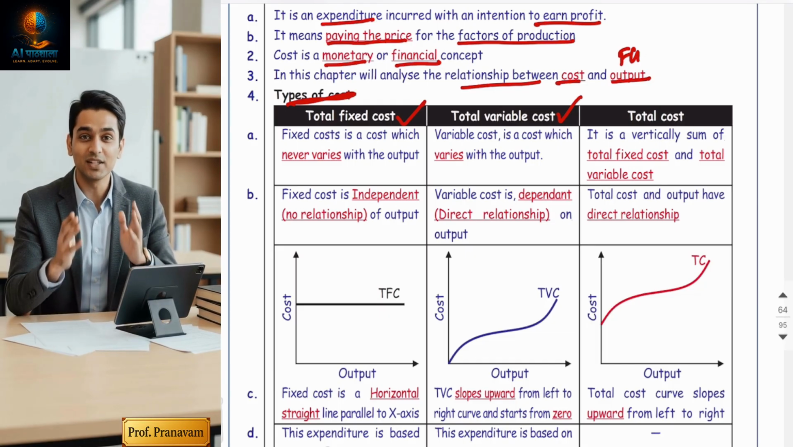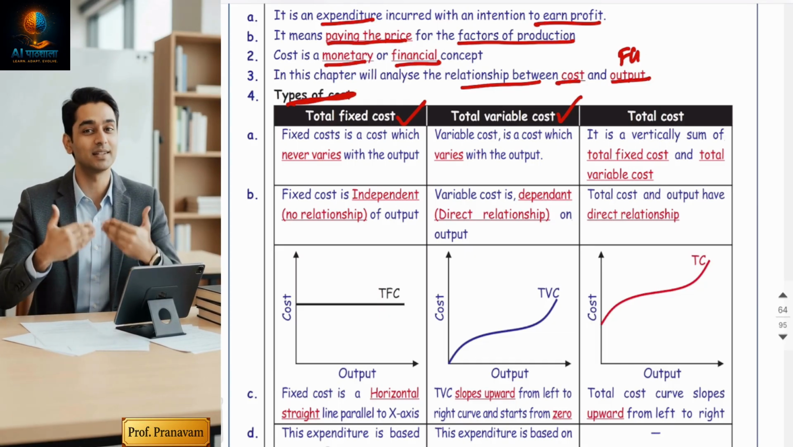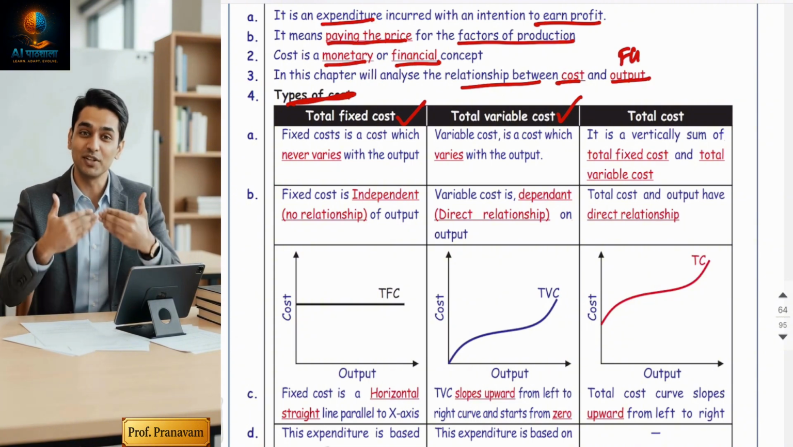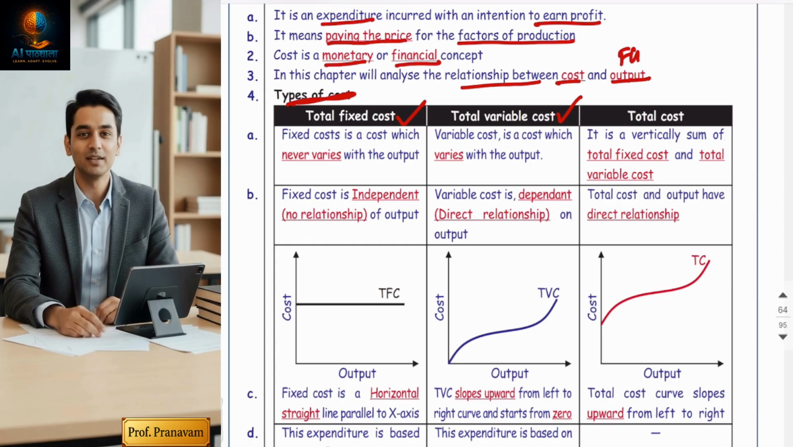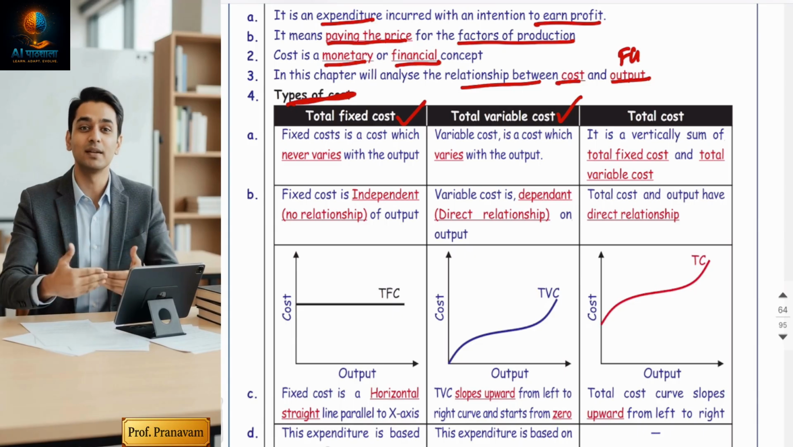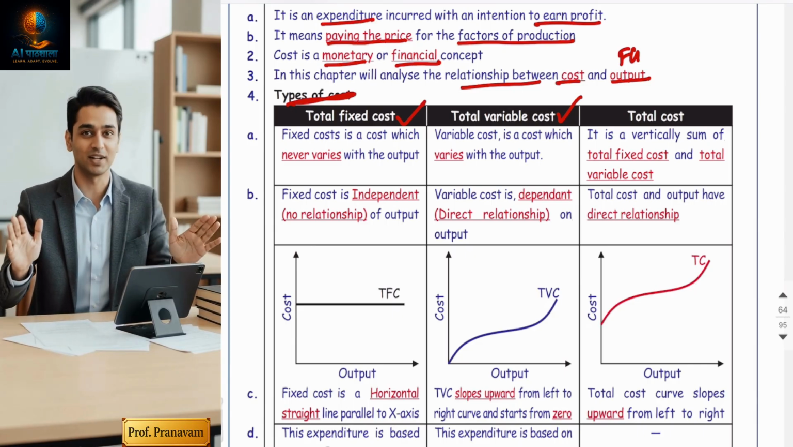Then the third is total cost. Total cost is nothing but the sum of fixed plus variable, because you always find profit or loss on the basis of total, right? But there are actually only two costs. Total cost is just a derived concept. It is the sum of fixed and variable.